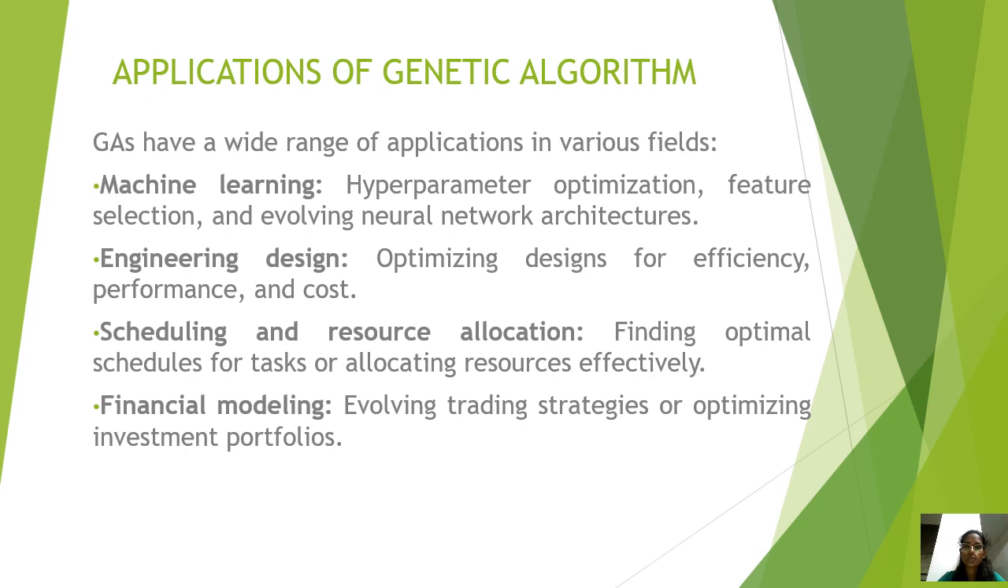Then engineering design, to make an optimized design for efficiency, performance and cost. Then scheduling and resource allocation, finding the optimal schedules for tasks or allocating resources effectively. And financial modeling, evaluating trading strategies or optimizing investment portfolios. These are the four applications of genetic algorithms: machine learning, engineering design, scheduling and resource allocation, and financial modeling.